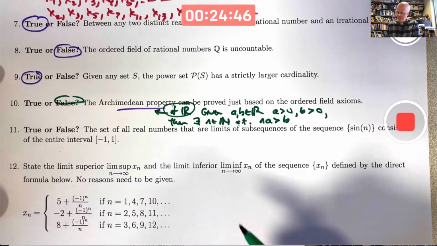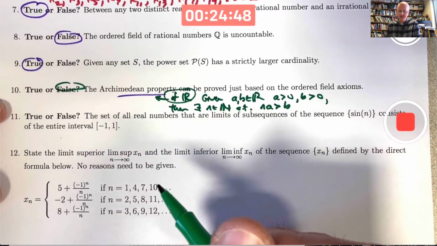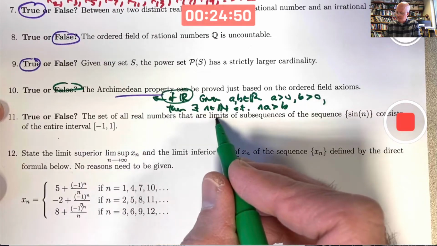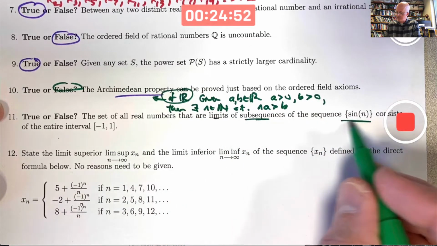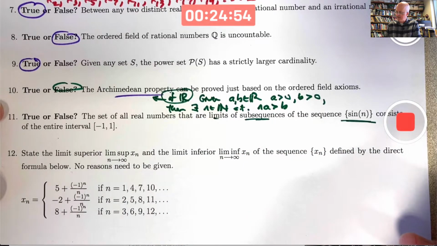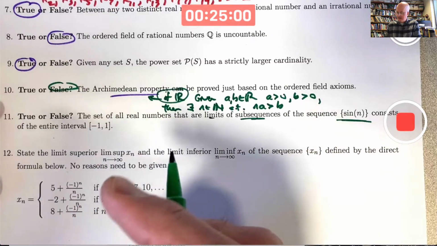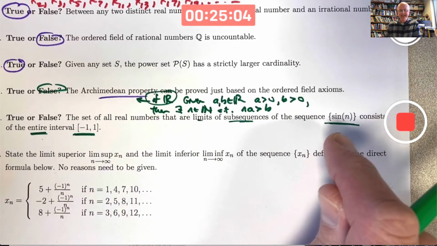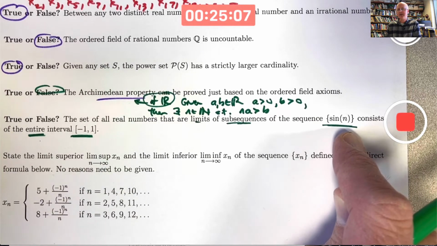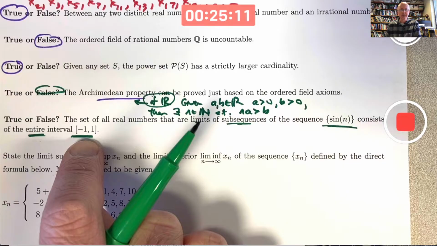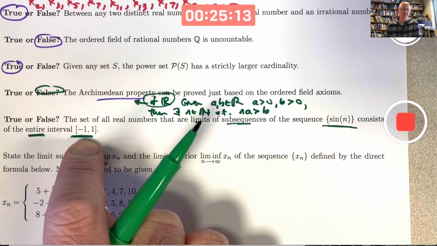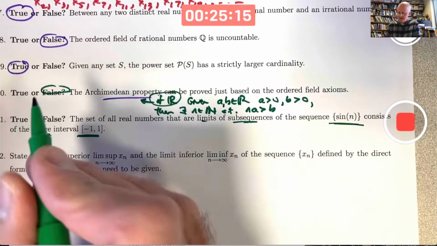Okay. Number 11 is our last true, false. The set of all real numbers that are limits of subsequences of this particular sequence, the values of sine of n, in other words, sine of 1, then sine of 2, then sine of 3, where n is in radians here, consists of the entire interval from -1 to 1. As a set of outputs of a sequence, this is actually a countable set. However, this is an uncountable set. So because of that, you might think the answer is false, but I actually teach my students the answer is actually true.